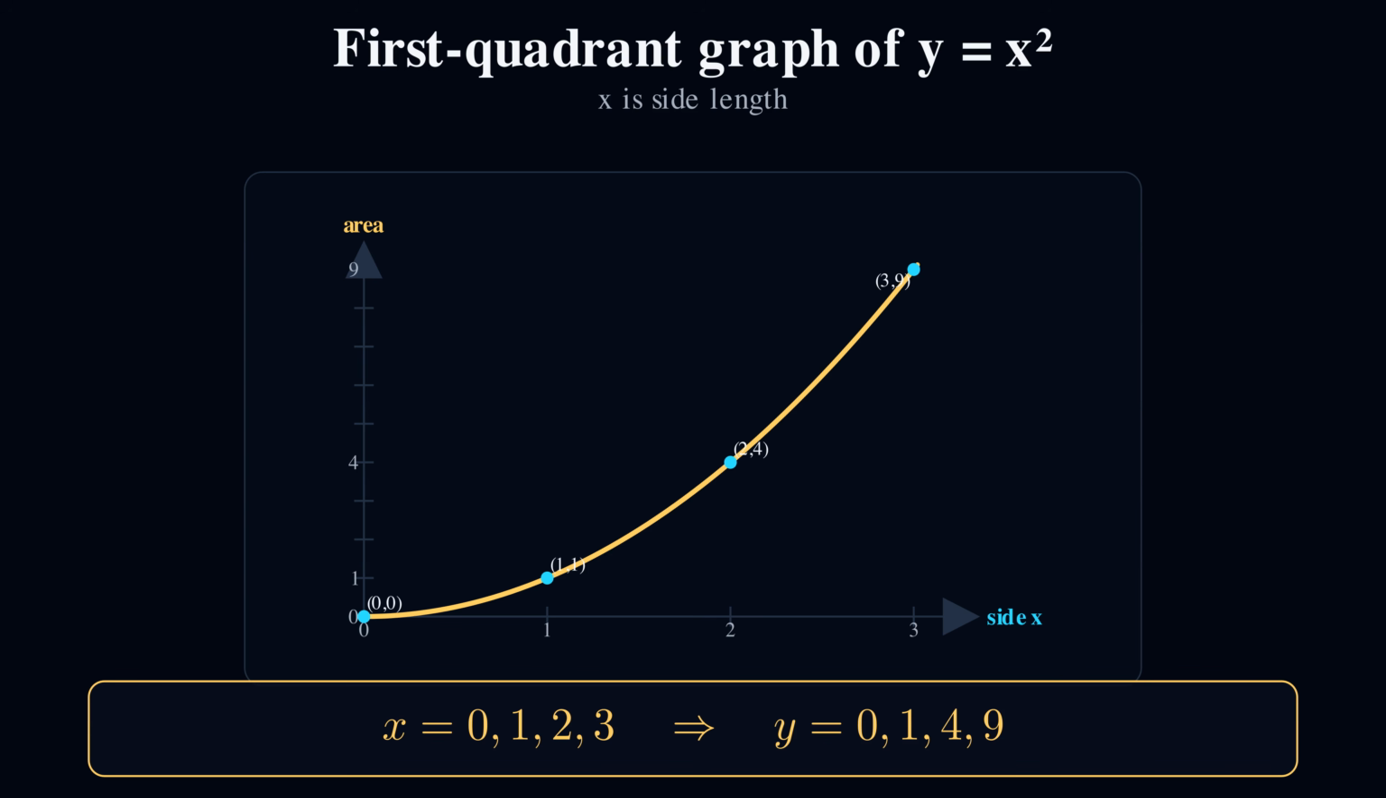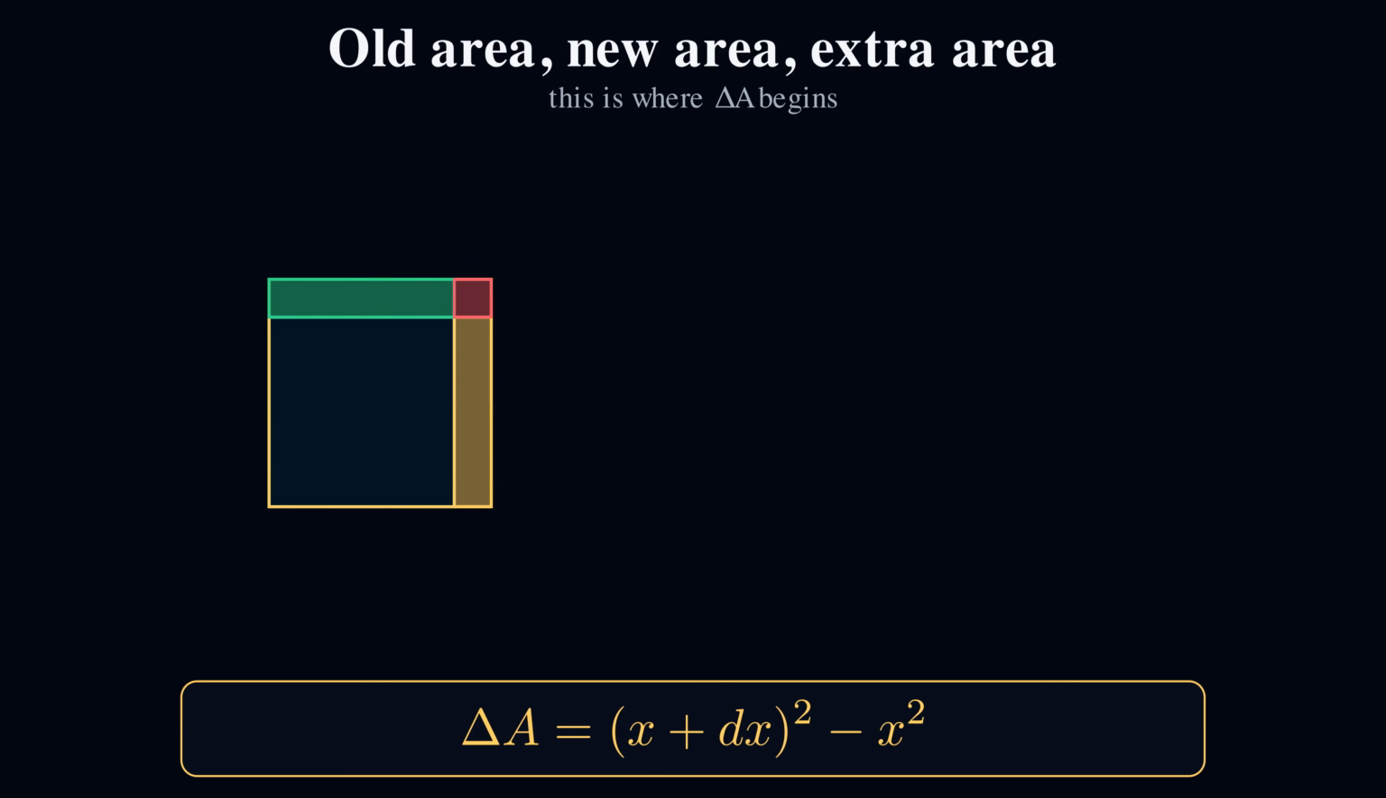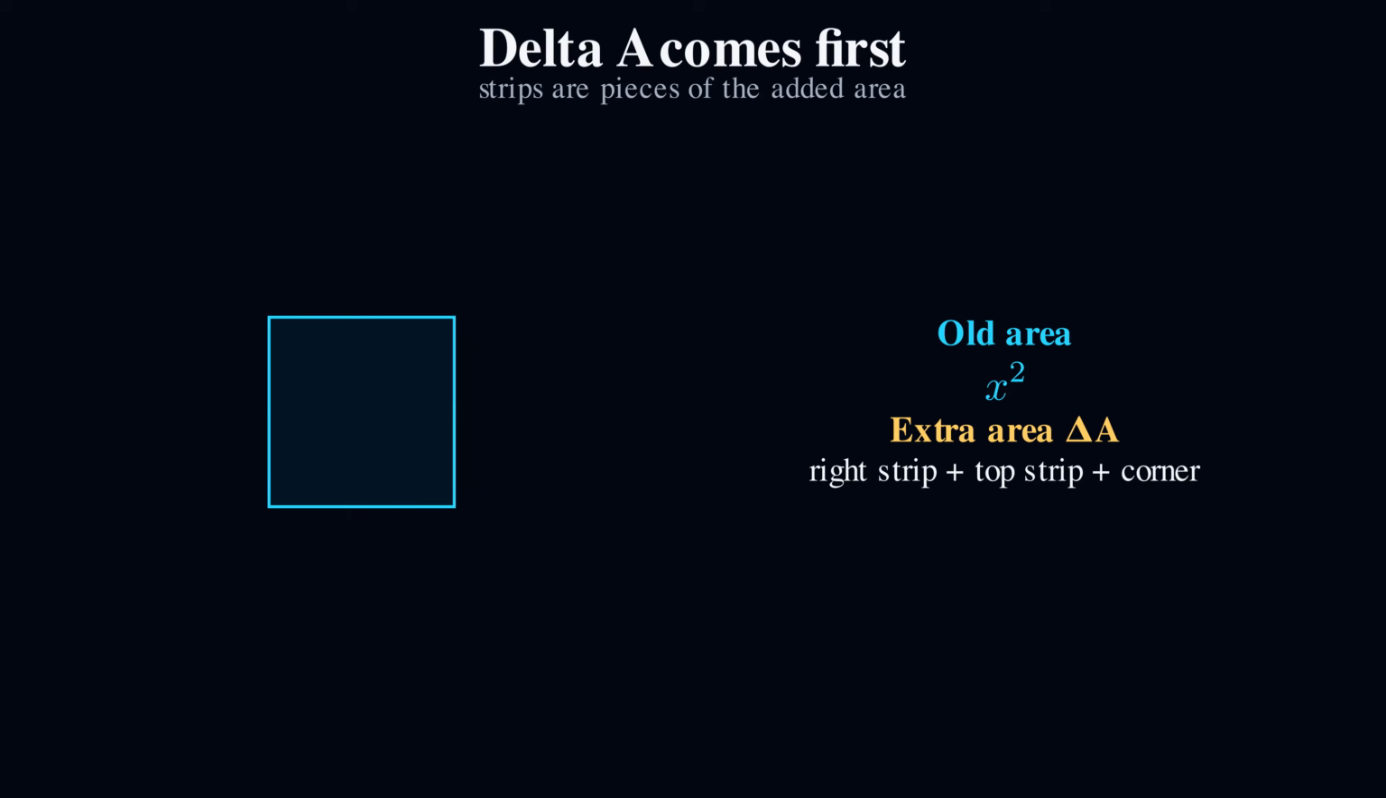Now take a square of side x. Its old area is x squared. Increase the side to x plus dx. The new area is (x plus dx) squared. The difference between the new area and the old area is called delta A. This is the key idea. The strips do not appear randomly. First, there is an increase in area, delta A.